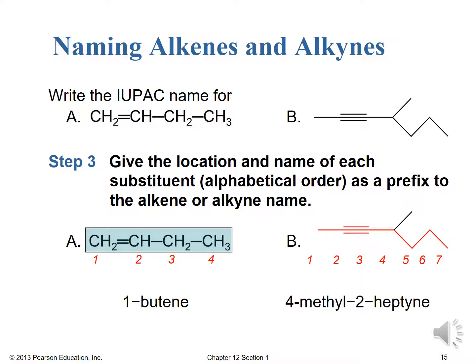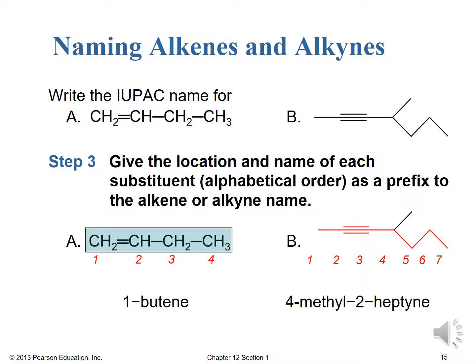For structure B, we do indeed have a substituent, right? That methyl group off of carbon 4, as we mentioned earlier. So we need to include in our name that 4-methyl substituent. So 4-methyl-2-heptyne is our correct name for that particular alkyne.